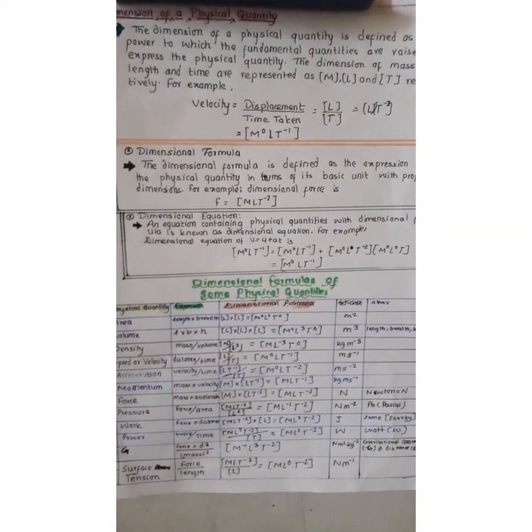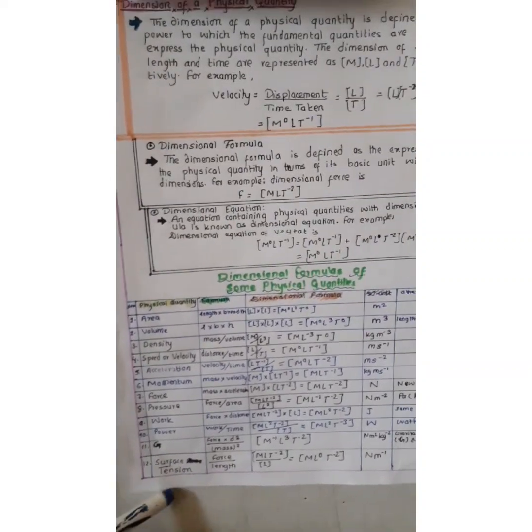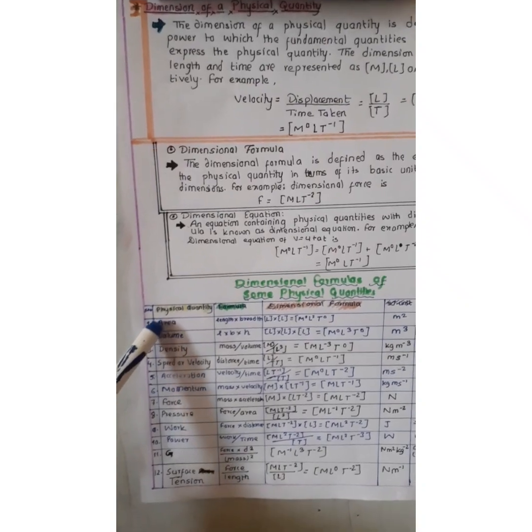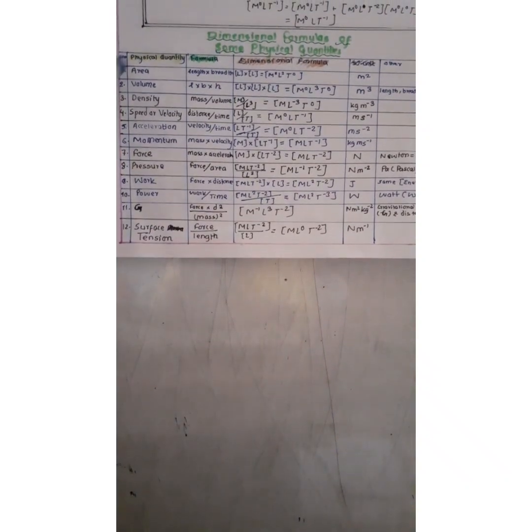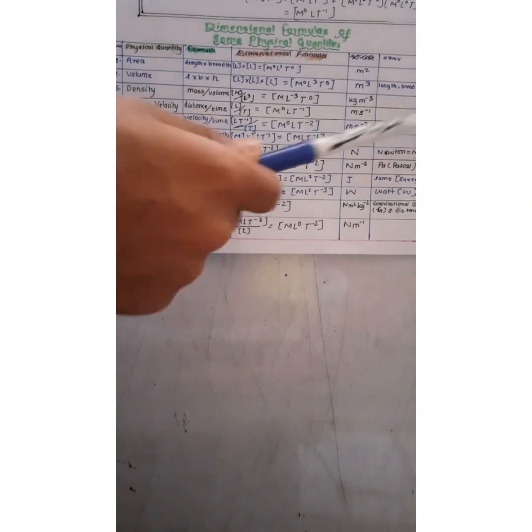Okay, now the dimensional formula of physical quantities. Area. What is the dimensional formula of area? Area means length into breadth, and length is L, so L times L is L^2, but we don't have mass and time, so M^0 L^2 T^0, SI unit is m^2. Volume is L into B into H, so M^0 L^3 T^0, m^3.